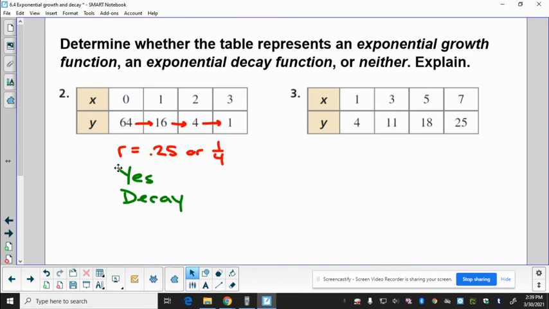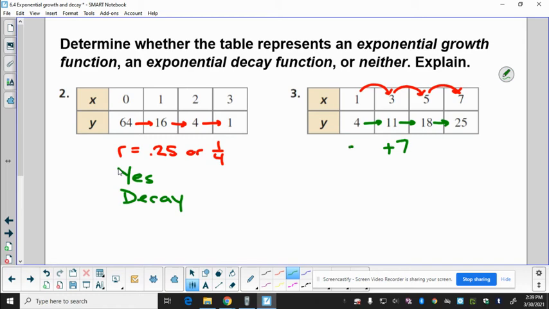Let's go to the next situation. Do these numbers increase by the same amount? Yes, they do. What about the y values? What's happening? I don't know about you, but it looks to me like we are adding 7.